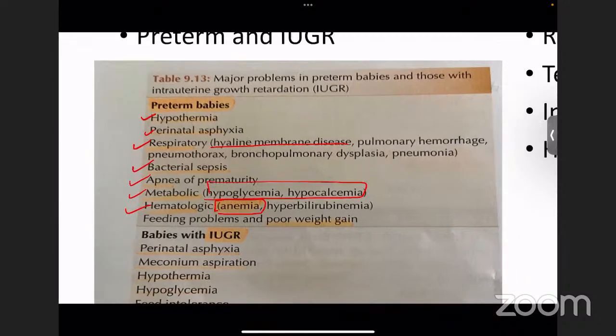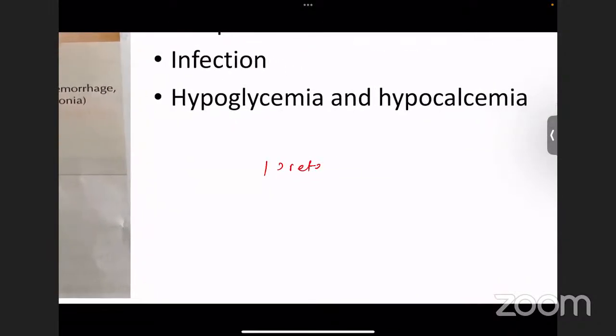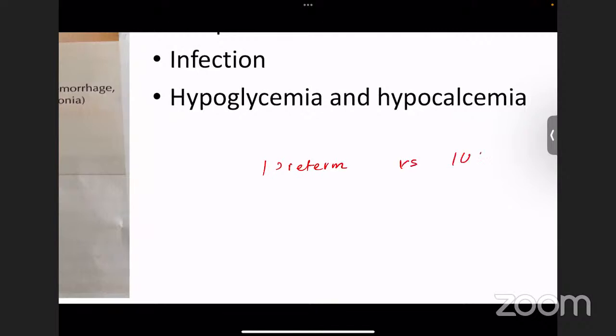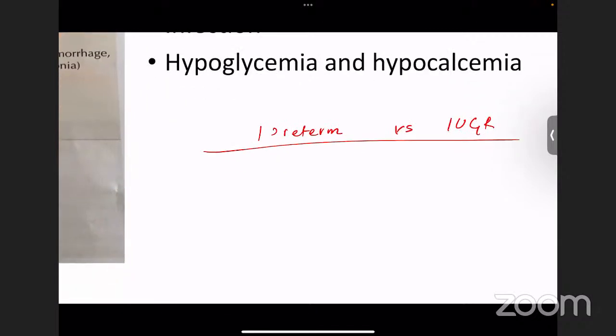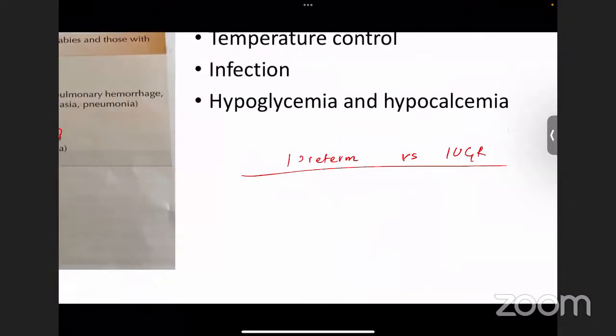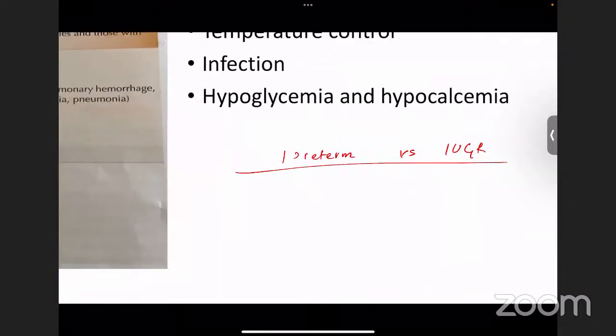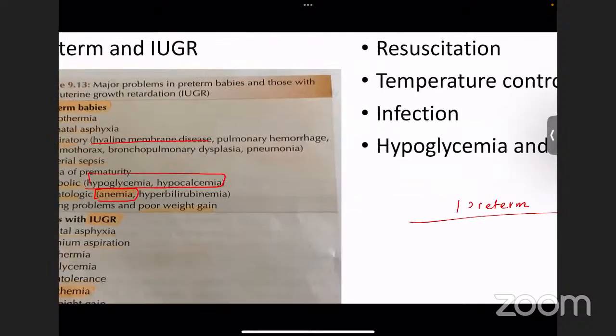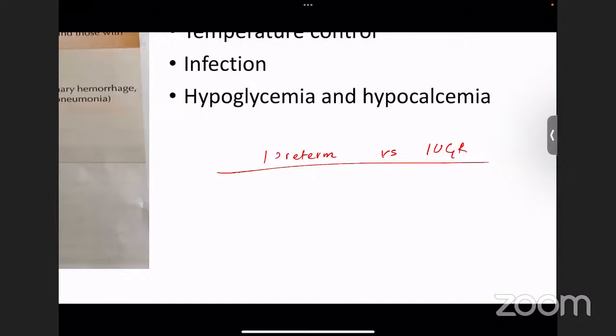Please note it, preterm babies versus IUGR. Both preterm babies as well as IUGR babies more or less have similar complications or problems, whereas there are a few complications which are specific to preterm, which IUGR babies will not have. In preterm babies it is more common to suffer from a condition called anemia of prematurity.